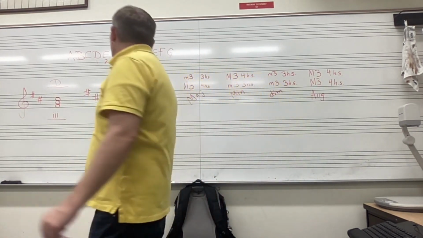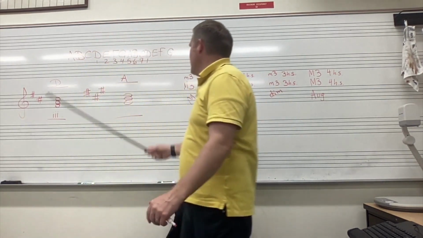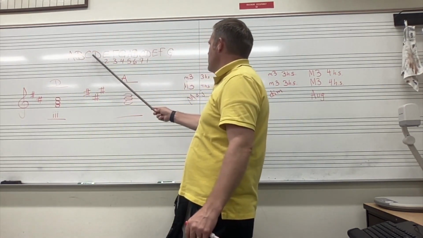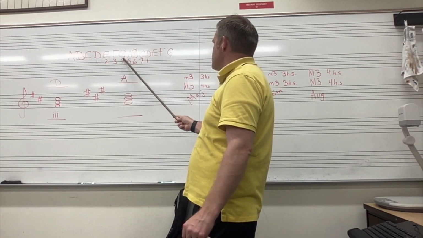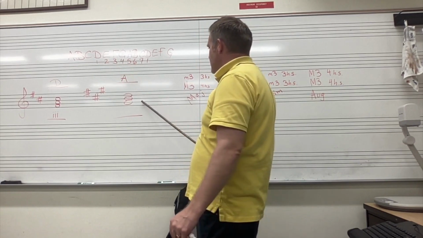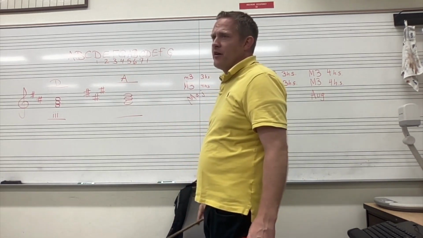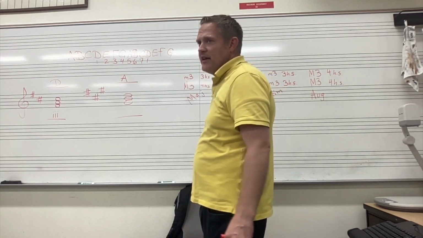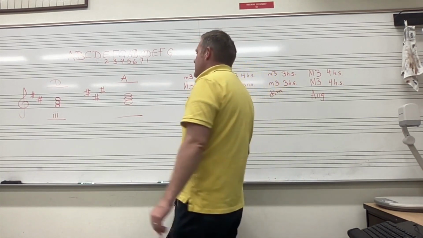Okay. If A is my 1, 2, 3, 4, 5, 6, 7, G is my 7. Back to my chart on page 120, I know that my 7 is diminished.